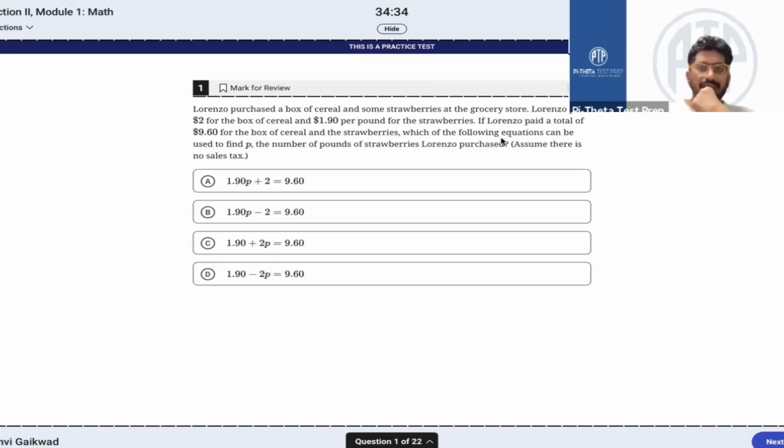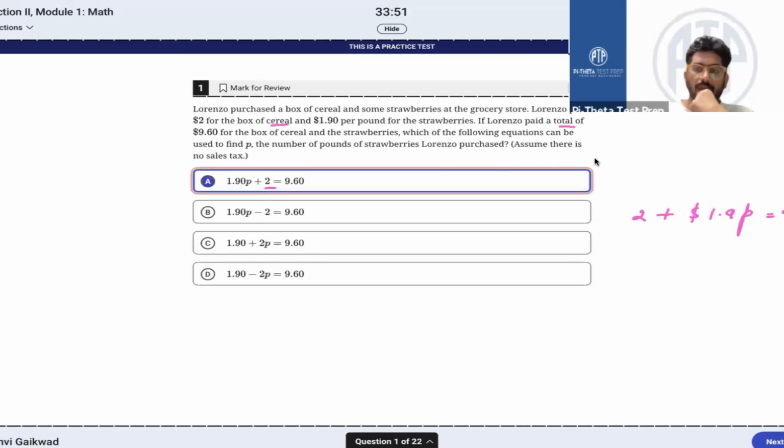So, very simple. What they are saying is which of the following equations is used to find P, the number of pounds of strawberries Lorenzo purchased, right? So $2 for the box of cereal, they are already telling you, and $1.90 per pound for the strawberries. They're telling you to find the number of pounds of strawberries, so I can just say that is P, and the total cost Lorenzo paid is nothing but $9.60. So we can just go to option A here.